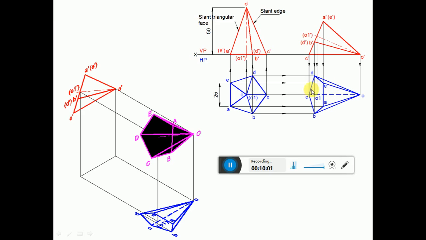Since ABCDEA is the entire surface that is visible, and O1 is on that surface, O1 is going to be visible. This is also quite evident from this three-dimensional sketch, wherein ABCDEA is the surface which is visible. So naturally that is going to become visible, and CO is on the HP. So CO is hidden by this entire surface and also by this triangular surface. Hence it becomes invisible.